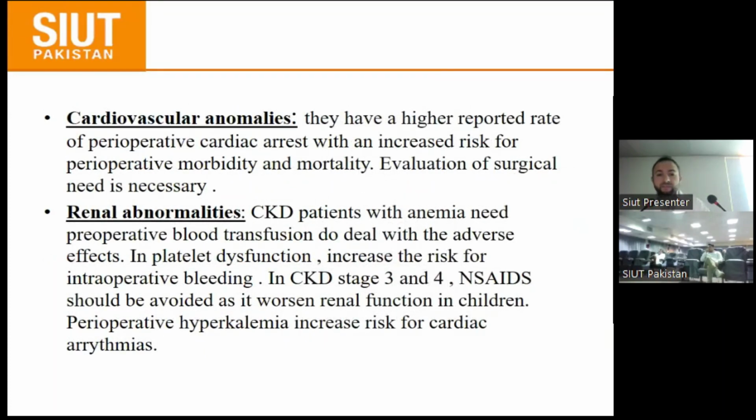Those who have cardiovascular anomalies have a higher reported rate of perioperative cardiac arrest, with increased risk for perioperative morbidity and mortality. Evaluation of surgical need is necessary. In CKD patients with anemia, preoperative blood transfusion is given to deal with the adverse effect. Platelet dysfunction increases the risk of intraoperative bleeding. So in CKD stage 3-4, NSAIDs should be avoided, as they worsen renal function in children. Preoperative hyperkalemia increases the risk for cardiac arrhythmia.